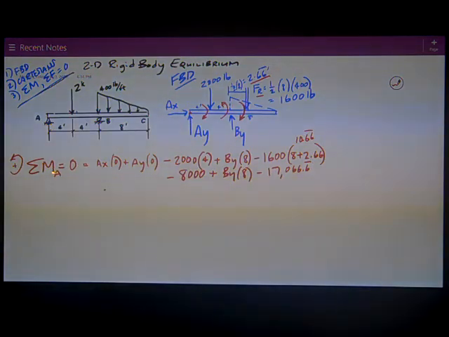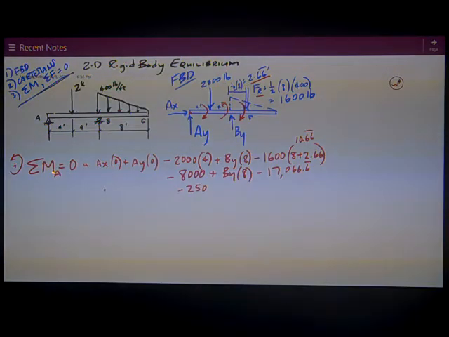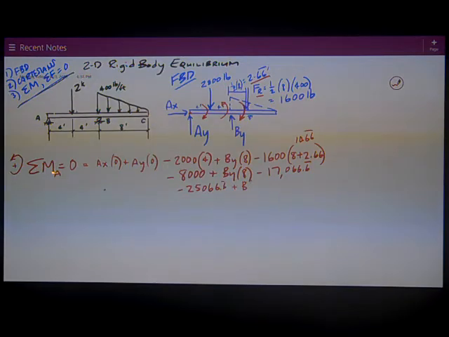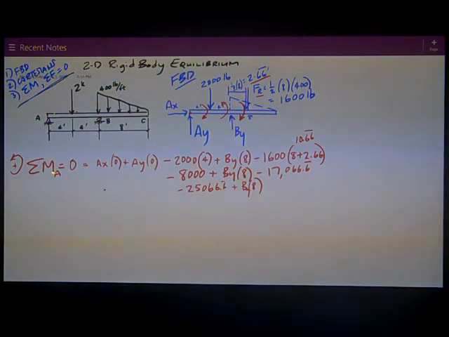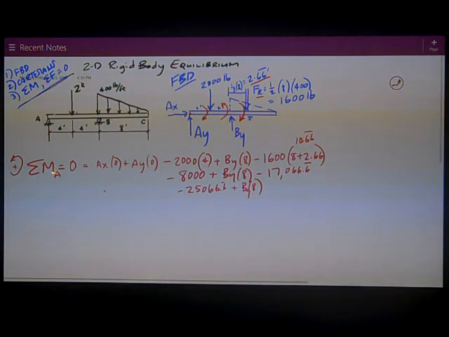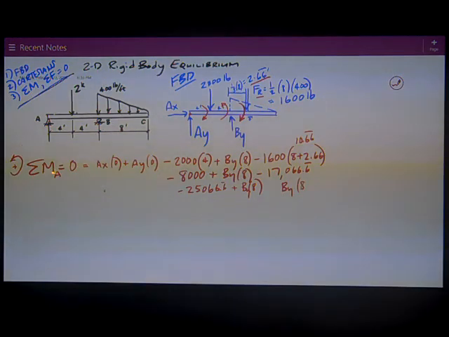Combine, do the math a little bit further, I get negative 25,066.6 plus BY times 8. Got to be real careful with your negative signs because I can get negative answers which indicate opposite direction. I put the negative 25,066 on the other side of the equal sign, and I'm left with BY times 8 is equal to positive 25,066.